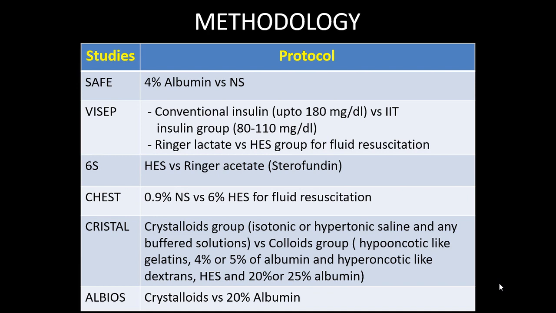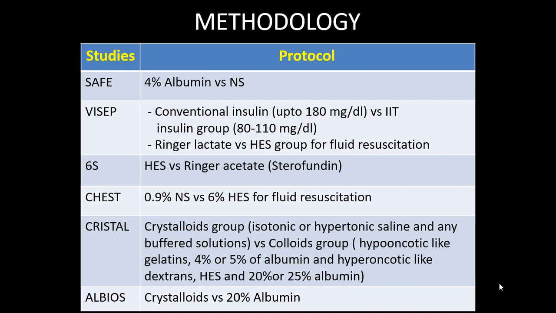In the SAFE trial, they compared 4% albumin versus normal saline. In the VISEP trial, there were two parts. One was insulin and the other was fluid. So there was conventional insulin versus intensive insulin therapy, and Ringer's lactate versus hetastarch. 6S was hetastarch versus Ringer's acetate, what we know as Tirofundin. CHEST was again saline versus hetastarch.